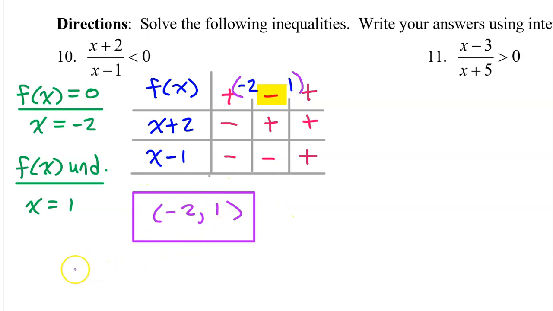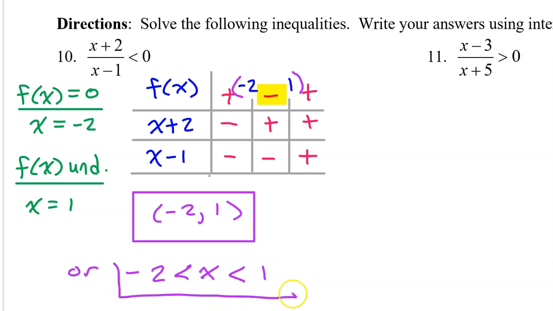I'm not going to do this every time, but I am going to write this as an inequality just to show you that you can. So you could write this as negative 2 is less than x, which is less than 1, for example.